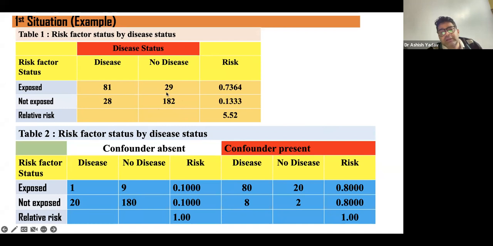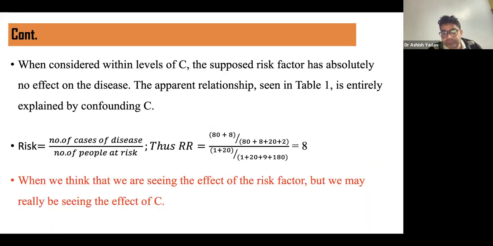Here you can see that the same n is there. The only thing I have done is stratify this table based on the third variable, which I feel is a confounding variable. Now, the second situation you can see.